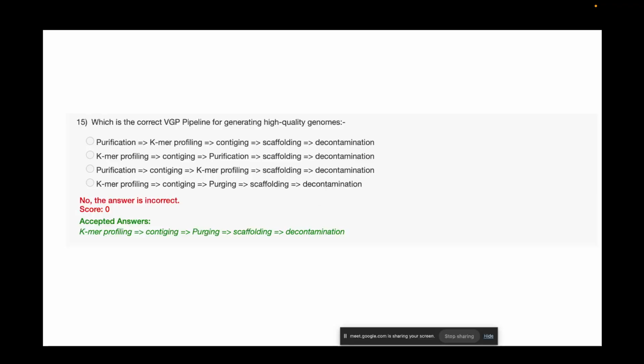Yeah, I think the answer is four, if I'm not wrong. This is the fourth one. I do not have much information about these things, guys, so forgive me for this. So yeah, the fourth option is correct. I'm not sure about the exact working of this.